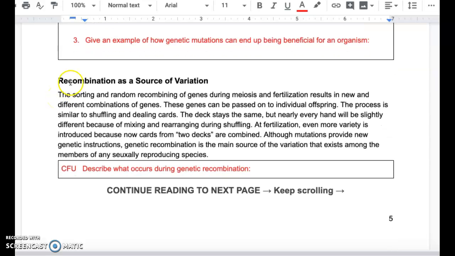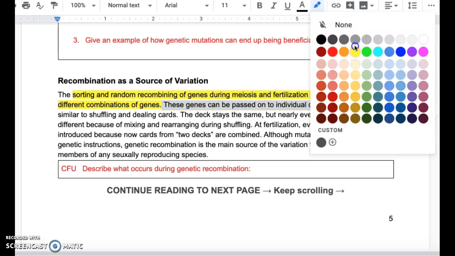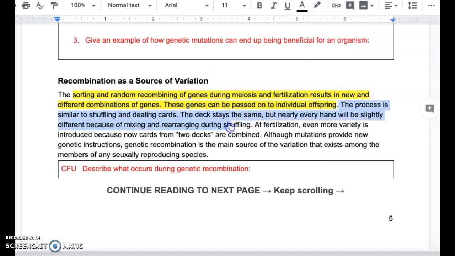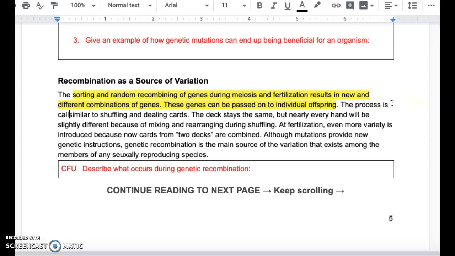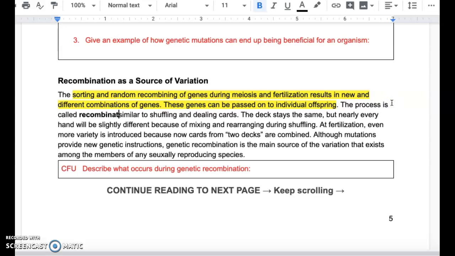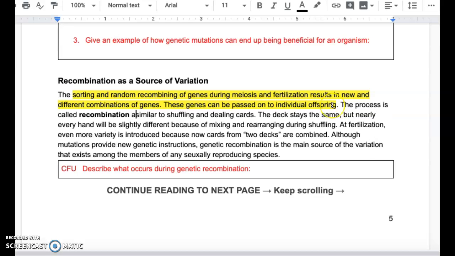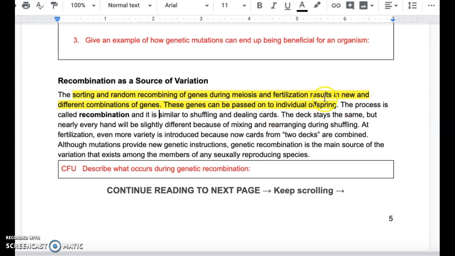All right, last section, recombination as a source of variation. The sorting and random recombining of genes during meiosis and fertilization results in new and different combinations of genes. Highlight that. These genes can then be passed on to individual offspring. Highlight that. This process is called recombination, and I'm going to highlight recombination.